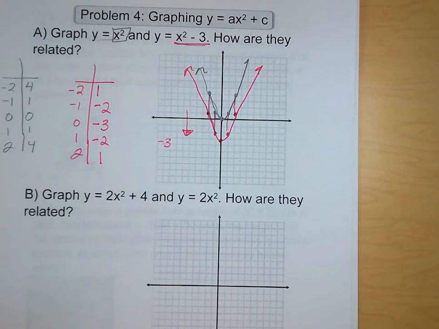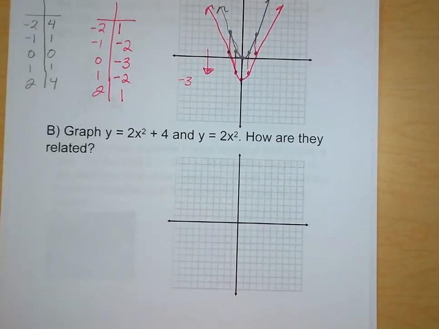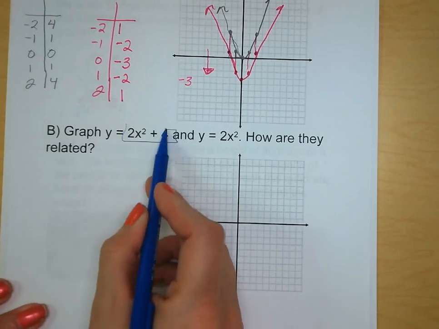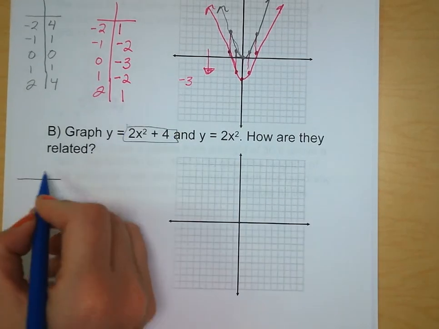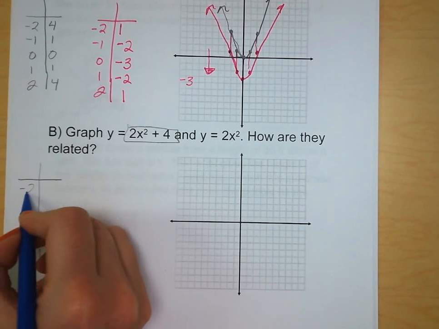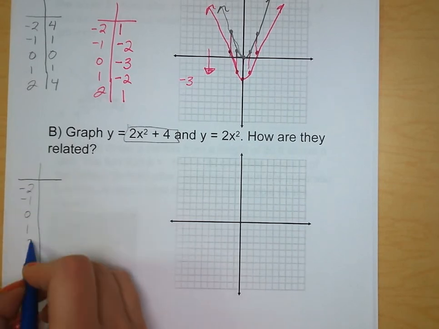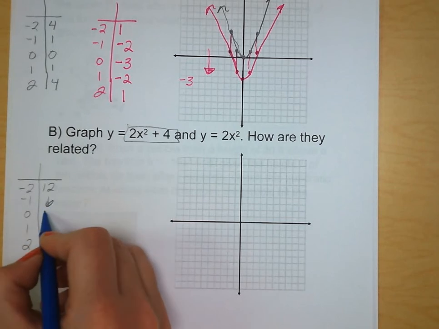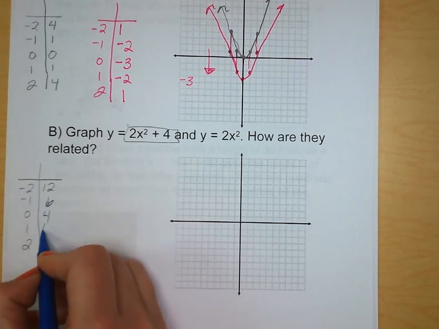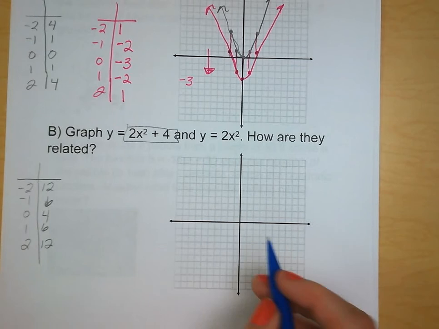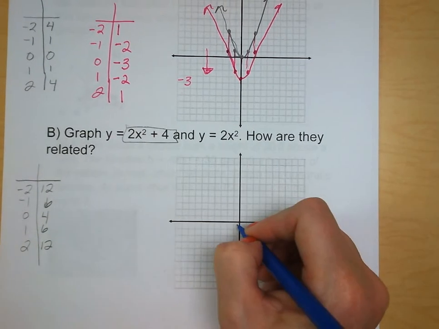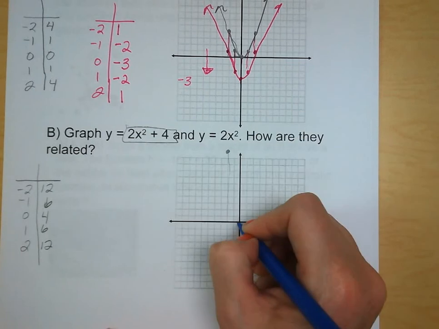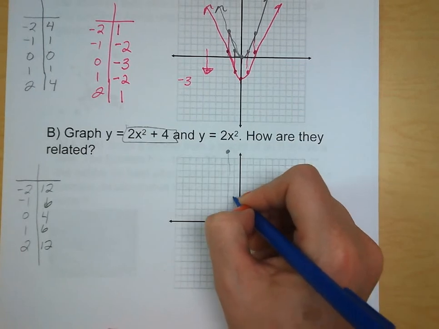All right. So for letter B, we've got y equals 2x squared plus 4 and y equals 2x squared. So we'll start off with 2x squared plus 4. We plug in our numbers and we're going to have 12, 6, 4, 6, and 12. So we can go ahead and graph these. Again, we're going to have two that are going to be a little bit off of the grid. That's all right.